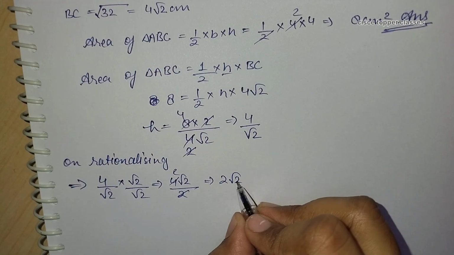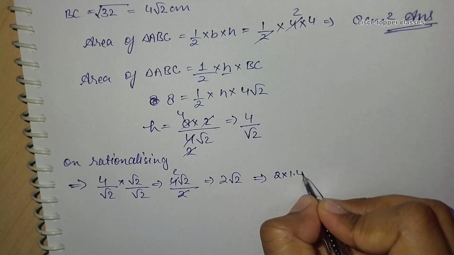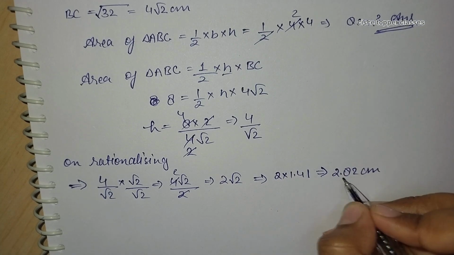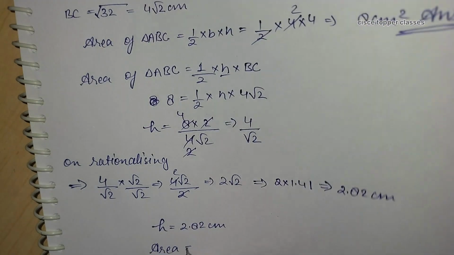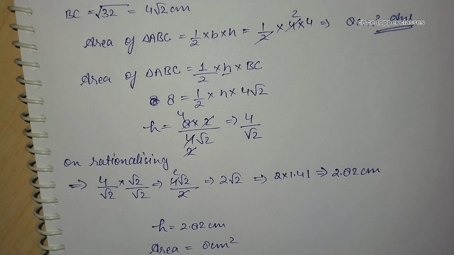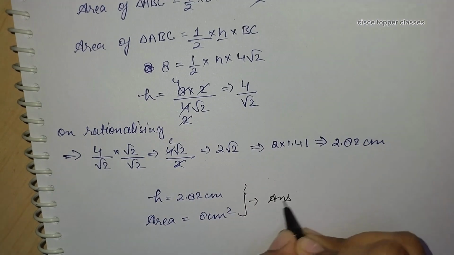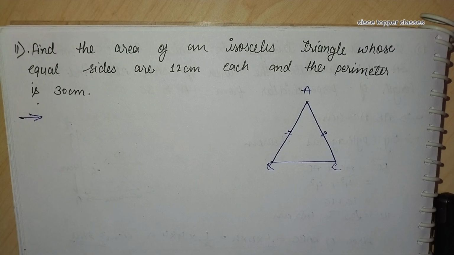Here we can also put the value of under root 2, which is 1.41. So 2 into 1.41 is equal to, on multiplying, 2.82 centimeter. So this is the value of height here, 2.82 centimeter, and area of this triangle is 8 centimeter square. So this is the final answer of this 10th part, and this is the solution of this question. Let us solve here the 11th question.